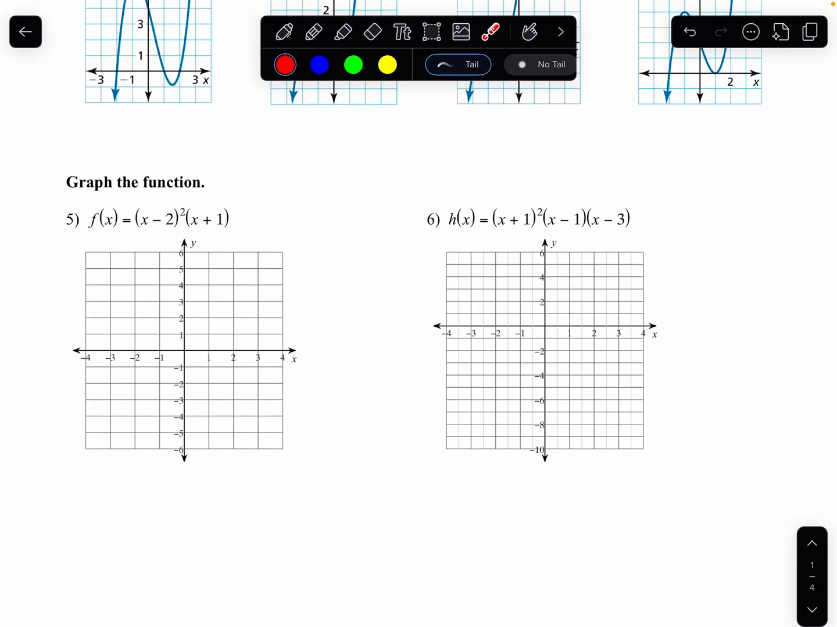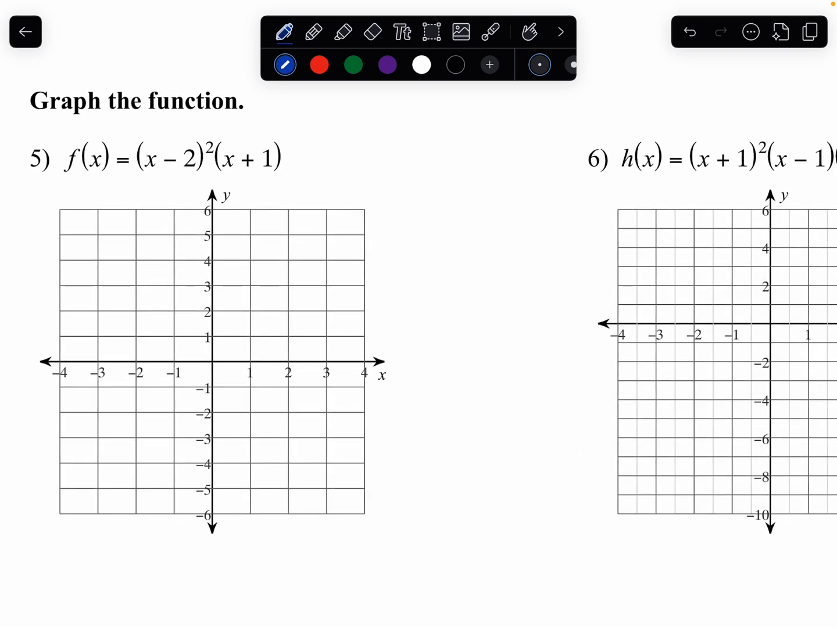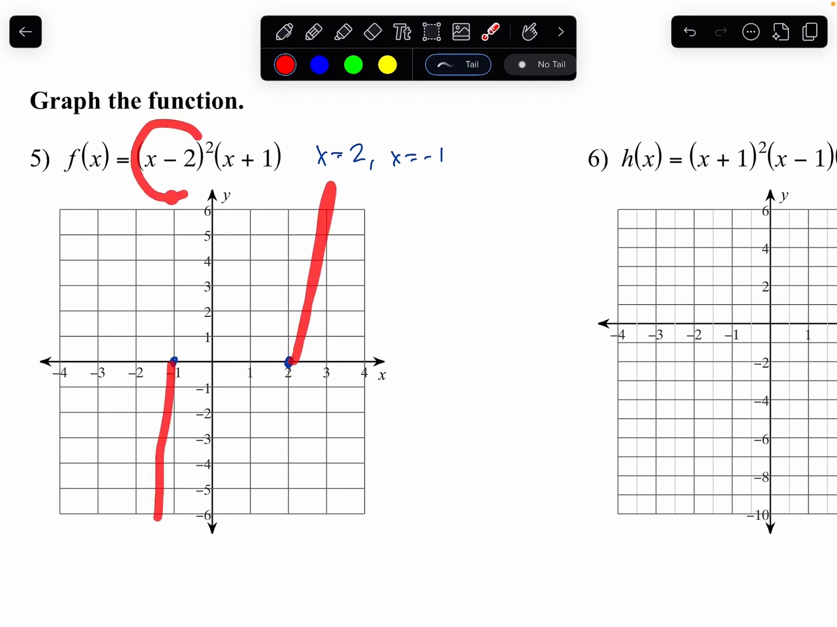Okay, we're going to graph this function given here. So we're going to have zeros at x equals 2 and x equals -1. The degree is 3, so I know that it has to go down on the left and up on the right. It's also being squared for this one, so it's only going to touch right there and go up, okay? And then it's going to go down right here. And then we're going to check values in between.